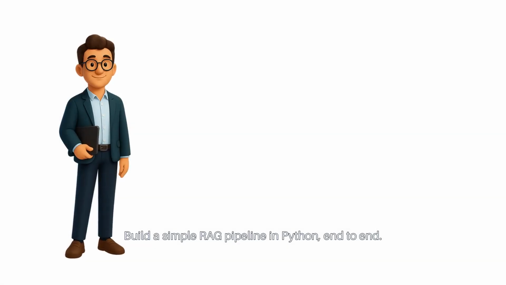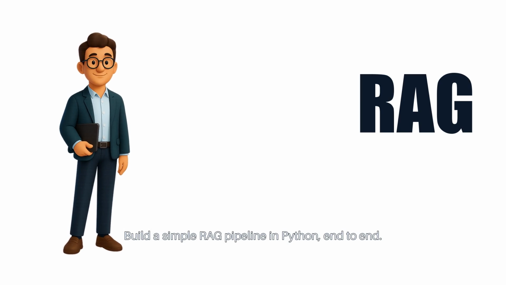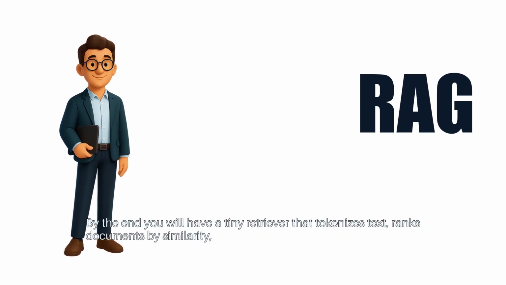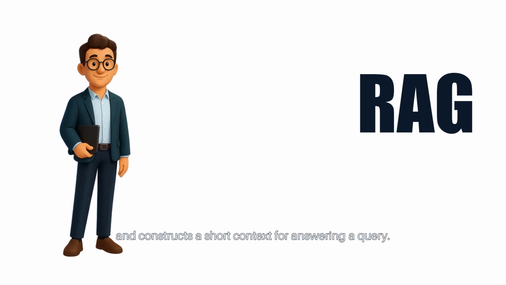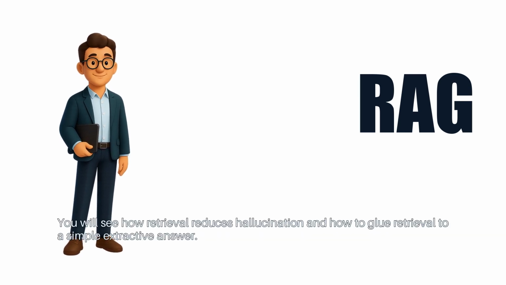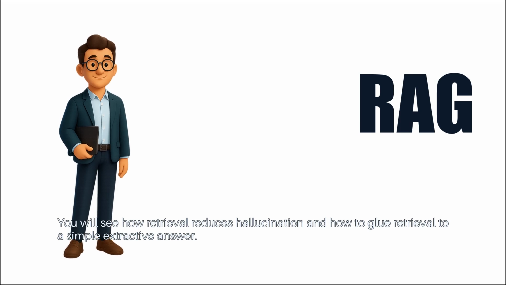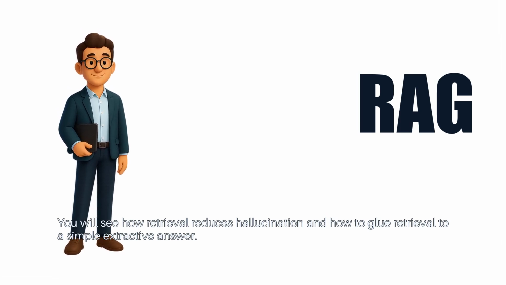Build a simple RAG pipeline in Python, end to end. By the end, you will have a tiny retriever that tokenizes text, ranks documents by similarity, and constructs a short context for answering a query. You will see how retrieval reduces hallucination, and how to glue retrieval to a simple extractive answer.